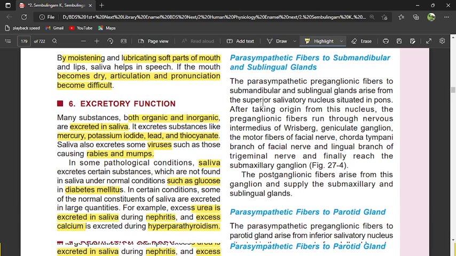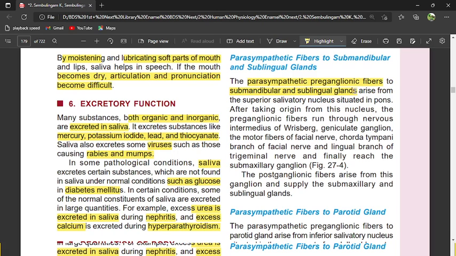The parasympathetic fibers: they are preganglionic fibers to the submandibular and sublingual glands. In the parasympathetic system, you know the preganglionic fiber is coming from your vagus nerve, the 10th cranial nerve.